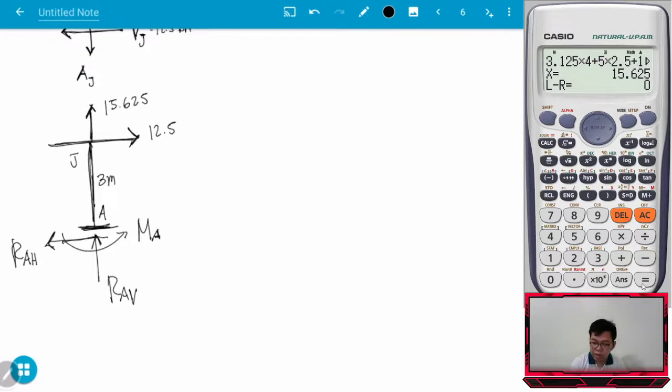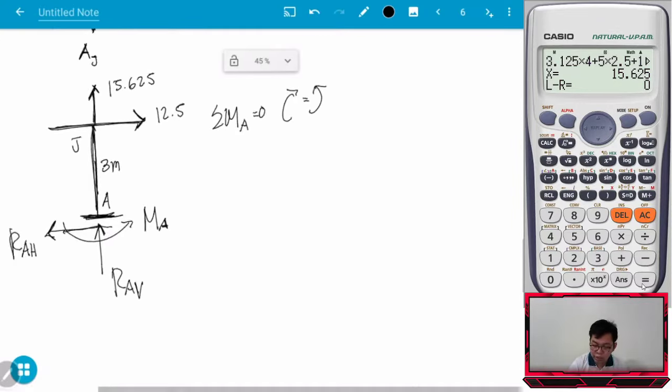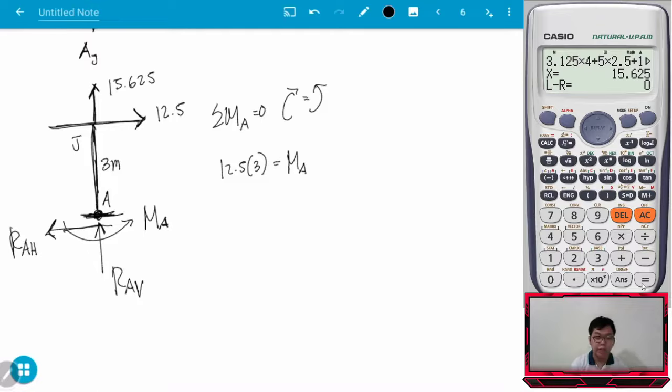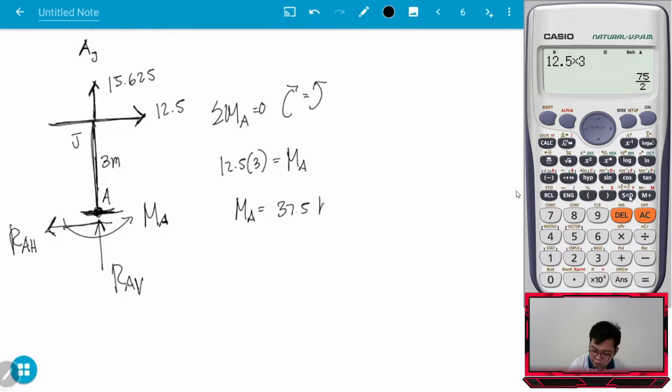So the summation of moments at A is equal to 0. Clockwise is equal to counterclockwise. So what are our clockwise moments again? You have 12.5 times 3, which is equal to our counterclockwise moment MA. Again, I took the moment at point A. So MA is equal to 37.5, which is 12.5 times 3. That is correct, right? 37.5 kilonewton meter. So that is one of our answers.